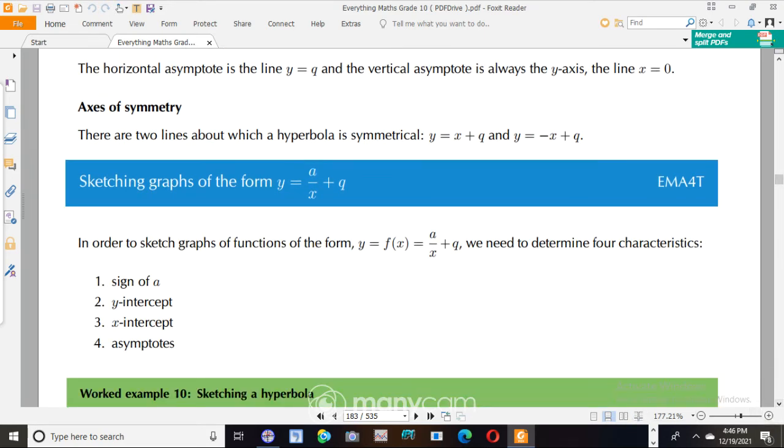Sketching the graph for the form y is equal to a over x plus q. In order to sketch the graph of the function of the form y is equal to f of x, which is equal to a over x plus q, we need to determine the characteristics: the sign of a, the y-intercept, the x-intercept, and the asymptotes.